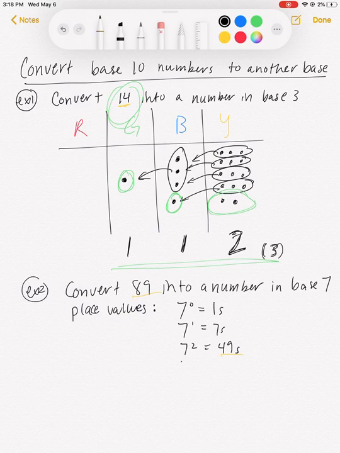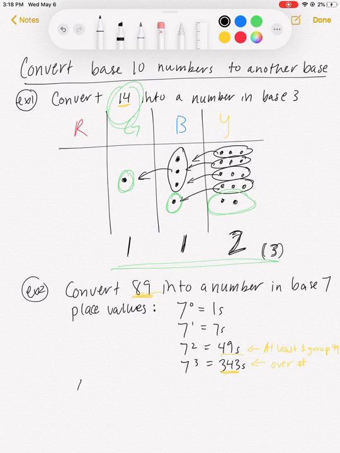Okay? So 7 to the third power is equal to 343. 343's place. Notice that I'm there. This number right here, 343, is larger than 89. Okay? So I'm over my number here, which is good. That means that there's at least one group of 49 in 89. Now, we use the power of division to help us know how many groups of 49 are in 89.